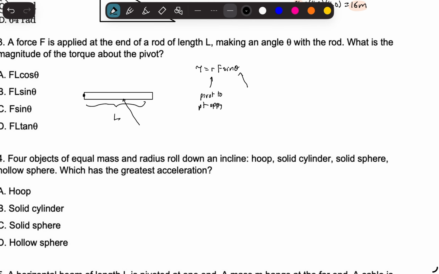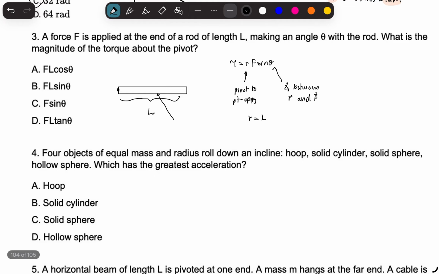And theta is the angle between R and F. Here R is equal to L. So your answer would be, and also your force magnitude is equal to F. So your answer is FL sine of theta.